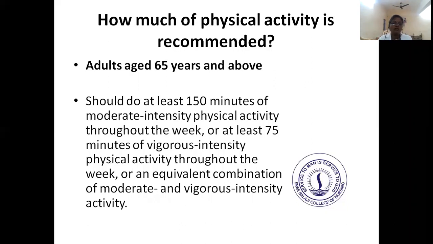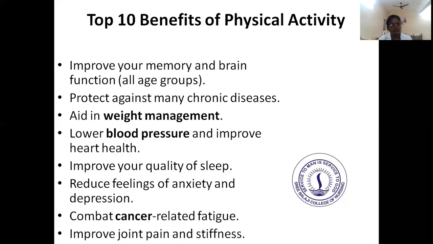Then next, what is the amount of physical activity recommended for adults aged 65 years and older? They should do at least 150 minutes of moderate intensity physical activity throughout the week, or at least 75 minutes of vigorous intensity physical activity throughout the week, or an equal combination of moderate and vigorous intensity activity.